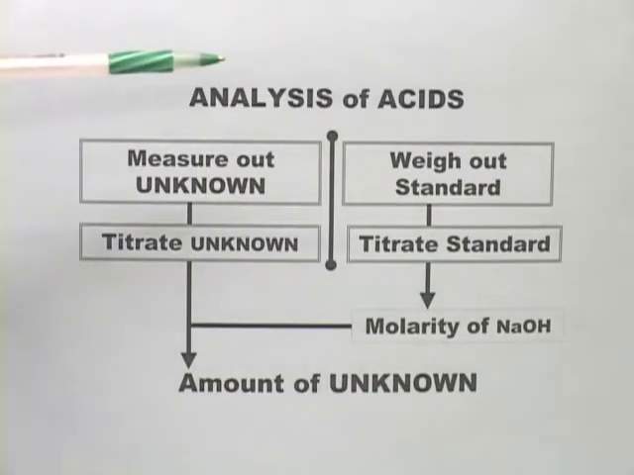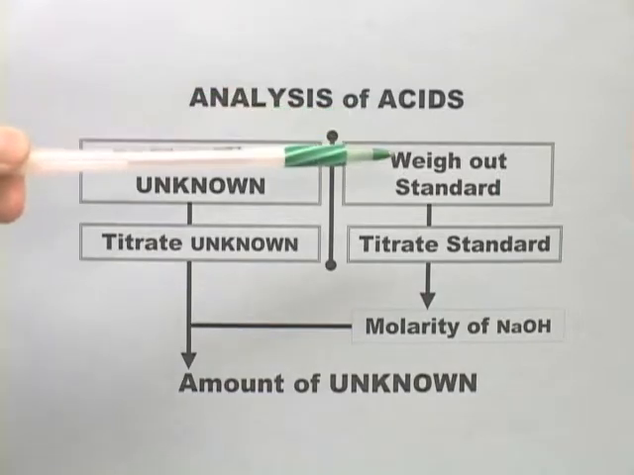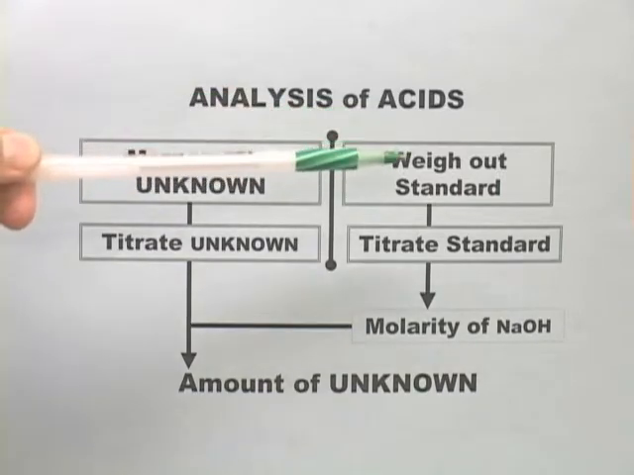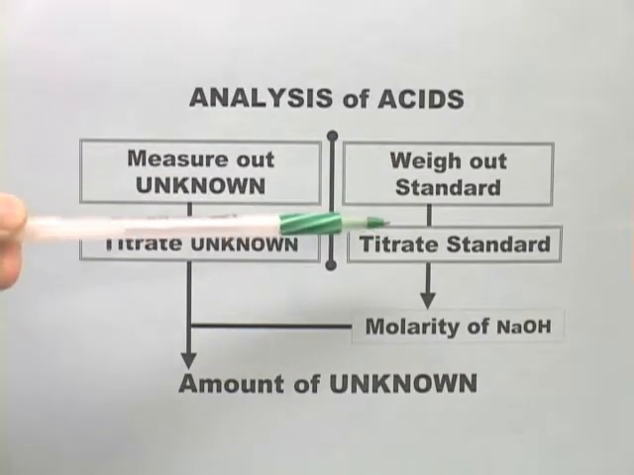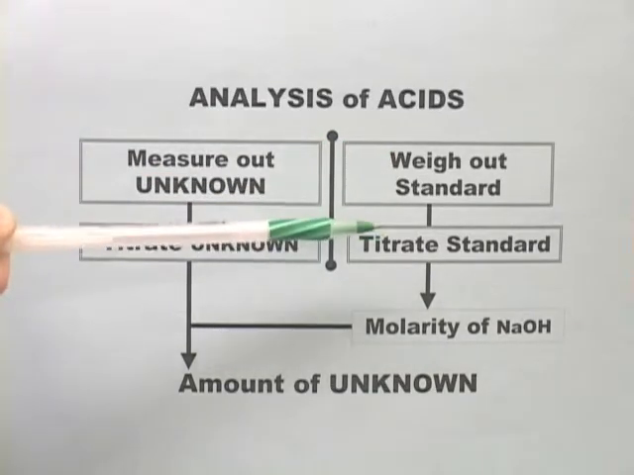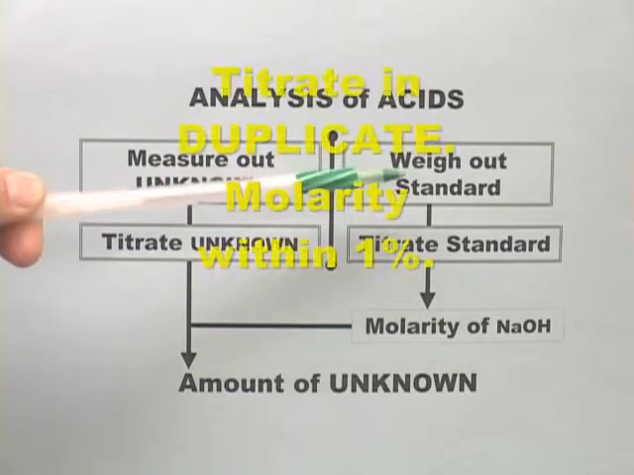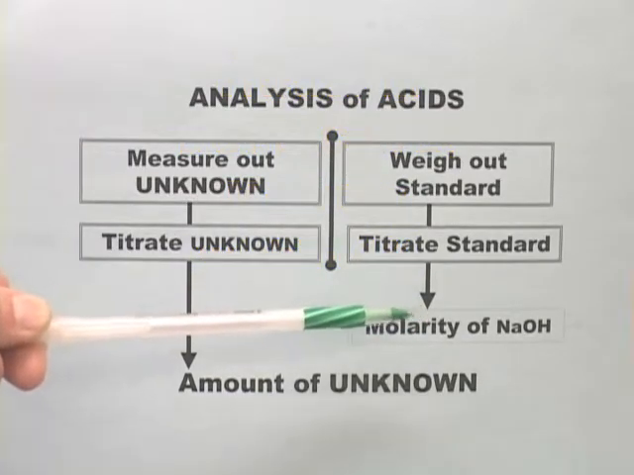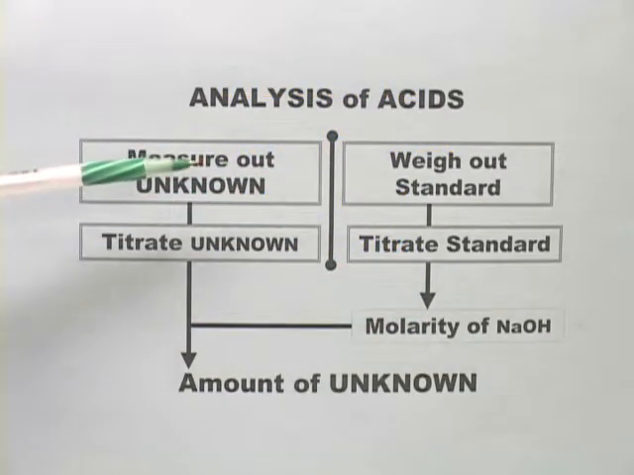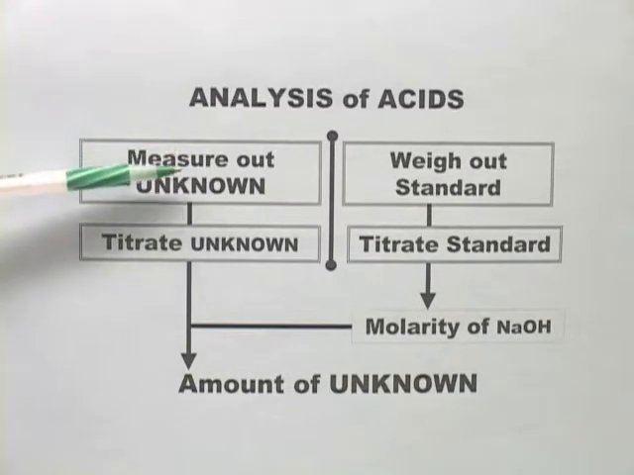Well, here's a schematic of what you'll be doing today in analysis. You probably, first of all, will weigh out your standard, that is the potassium hydrogen phthalate, and dissolve it and titrate it with your sodium hydroxide. The amount of sodium hydroxide needed to neutralize the KHP will tell you the molarity of the sodium hydroxide. Then you will measure out one of your unknowns. The vinegar you will measure out with a pipette.